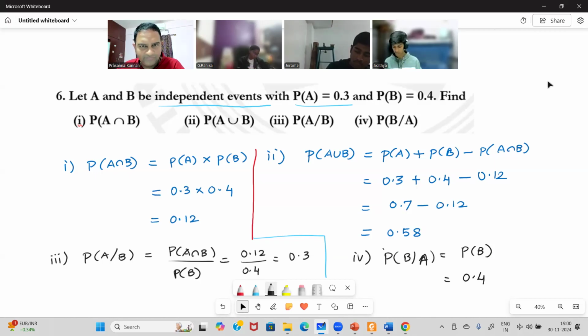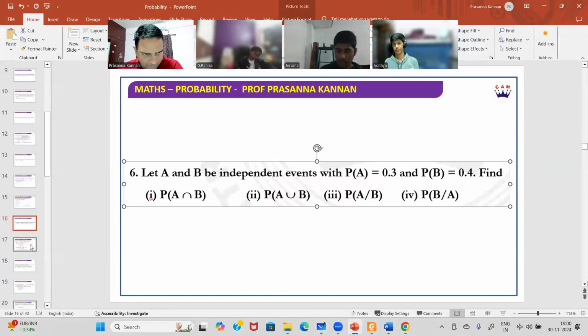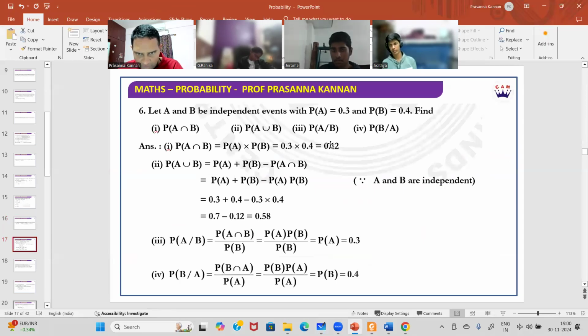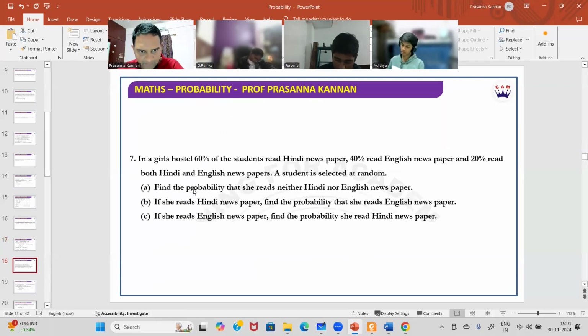Is it clear? Yes, sir. Yes, very good. Have you noted down, Aditya, Jerome? First answer is 0.12, next is 0.58, next 0.3, 0.4. Let's verify. Yeah, 0.12 is the first answer, then 0.58, and 0.3 and 0.4. Okay, we'll do one more question and sign off for the day.